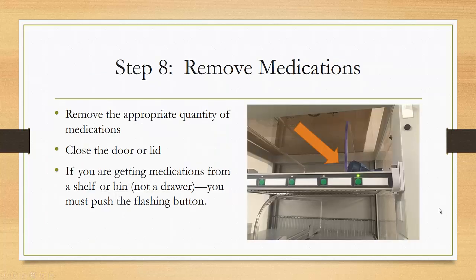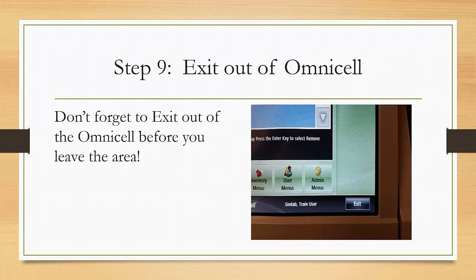Okay, next you need to remove the medications. So once you've taken out what you need, if it's out of a drawer or a bin, you can just close the door and the drawer. But if it is out of a bin, like that's up in the upper shelves, you will need to tell the machine by pushing this little button that you've actually taken one. Otherwise, it's not going to really know that you have gotten something out of that shelf. Then you'll close the door or the lid, and the very last step is exit out.